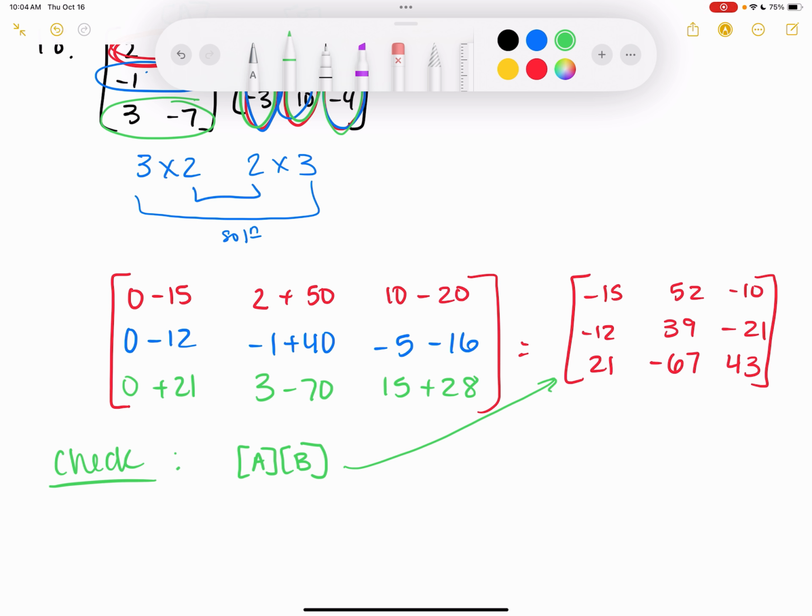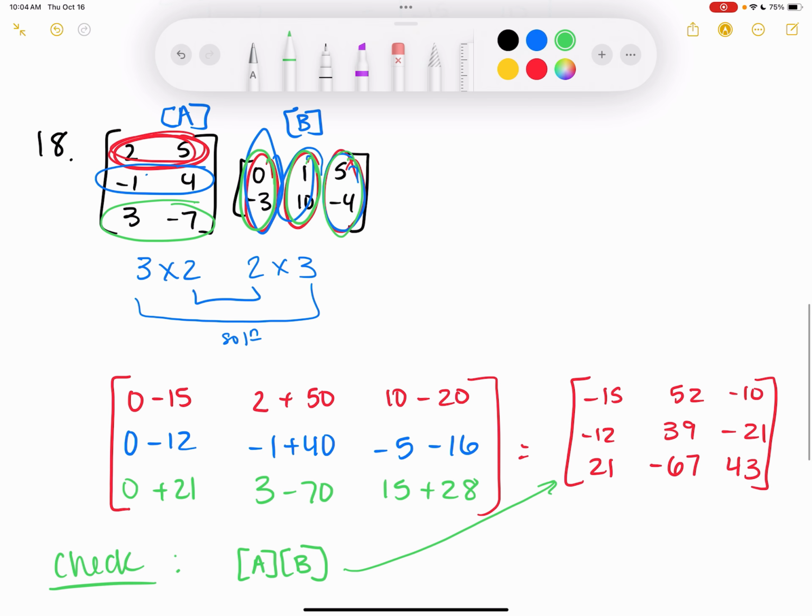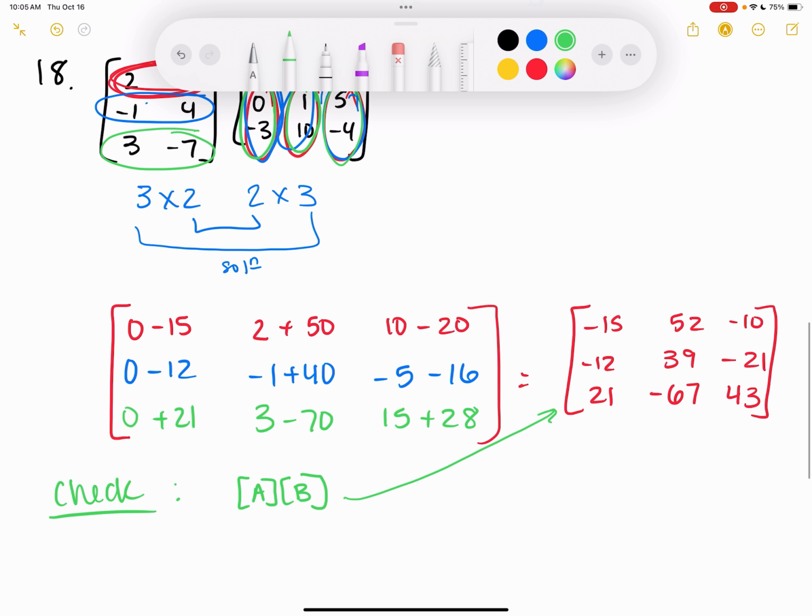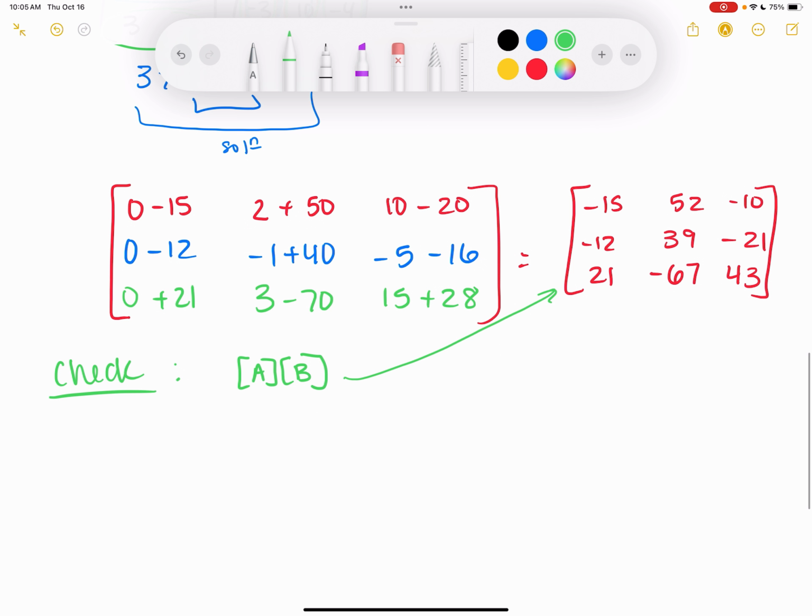Now, if I swapped these and did B times A, I would have a 2 by 3 times a 3 by 2, so my result would be a 2 by 2. So if you wanted to see what that looks like, you could do that in matrix C, because I just want you to see something.